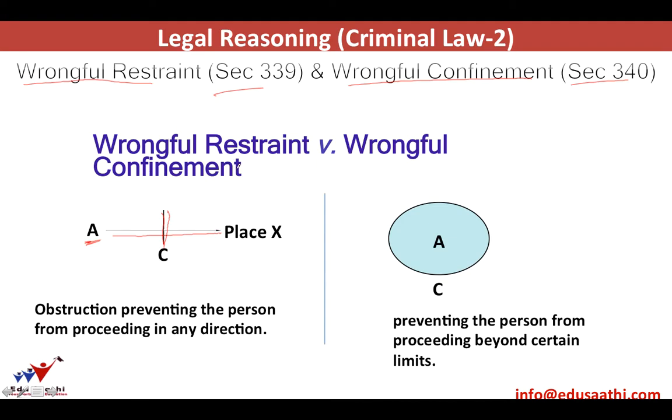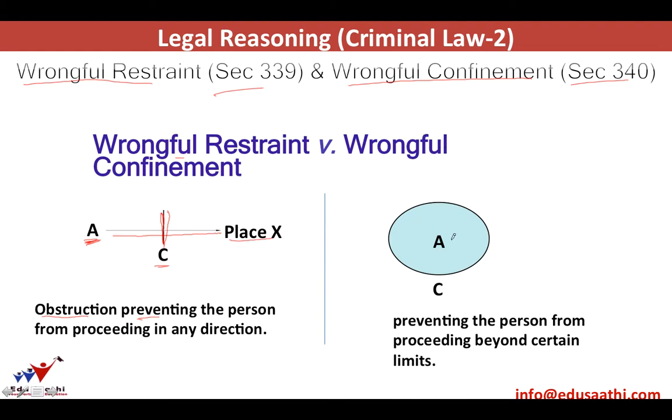So wrongful restraint means creating an obstruction and preventing a person from proceeding in a particular direction where that person has a legal right to go. For example, he wants to go to a fair. Everybody has the right to go to a fair. C obstructs his way and prevents him from going to the fair. So in this case, this would amount to the offense of wrongful restraint, right? So this is an obstruction to prevent a person from proceeding in a particular direction.